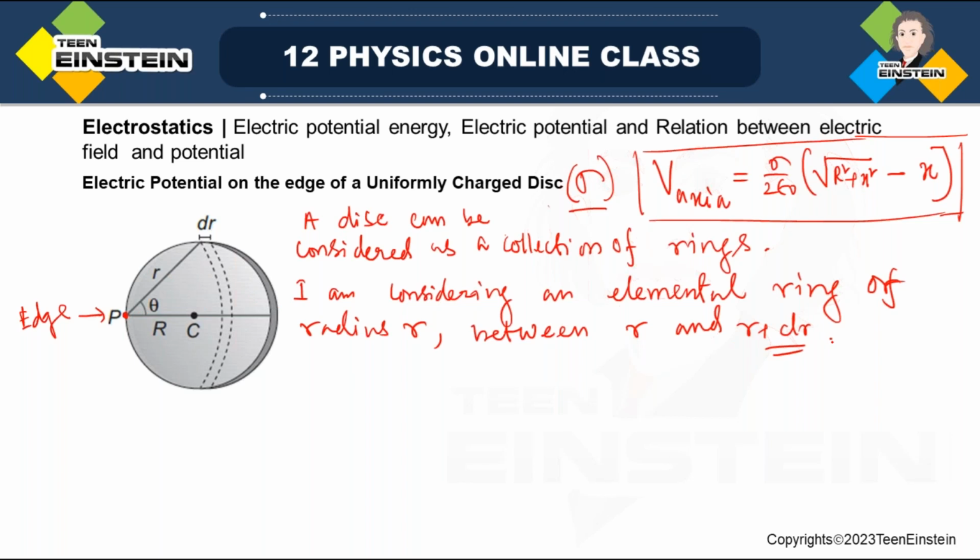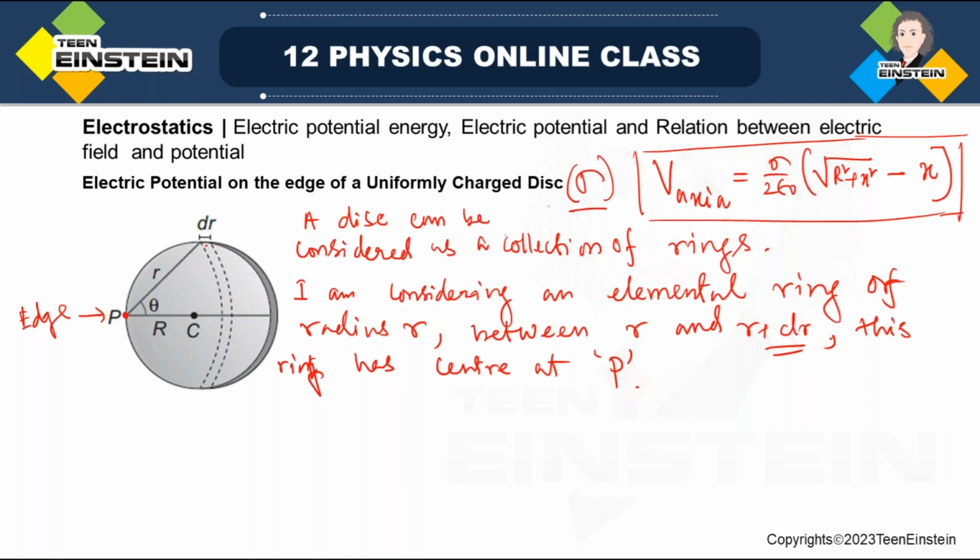And see, this ring has its center at P. This is very important. So now I'm considering an elemental ring of radius r. So this is an elemental ring which is in between r and r plus dr. See this much distance. So this much distance is r, and this distance is dr. So up to here it is r plus dr. So I hope you have understood this. From this figure it is very clear.